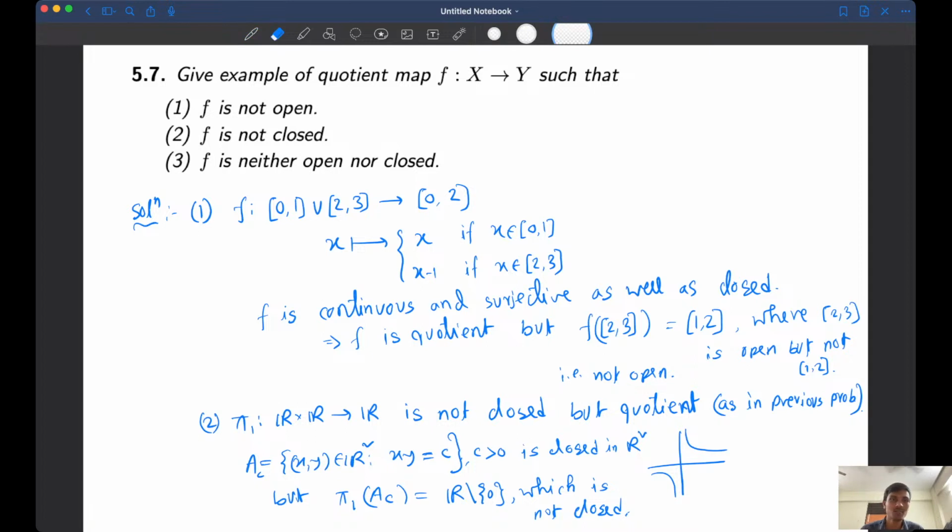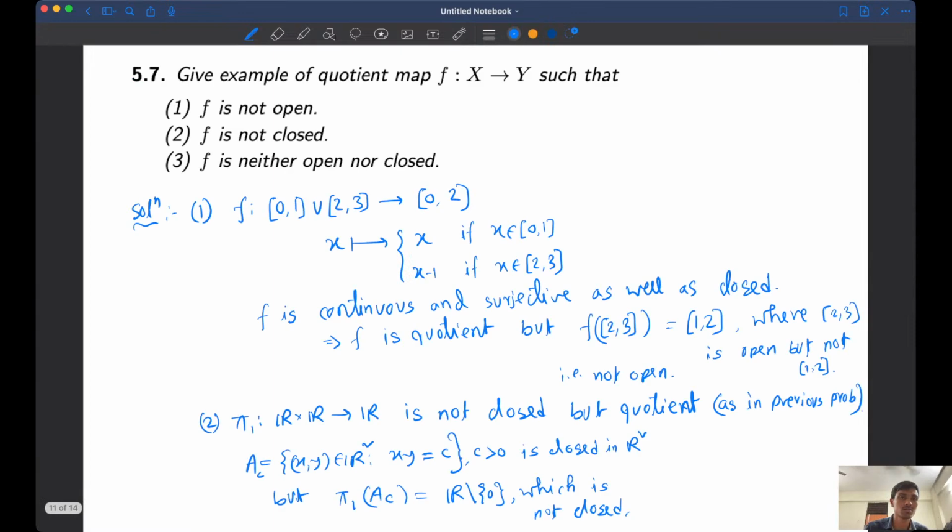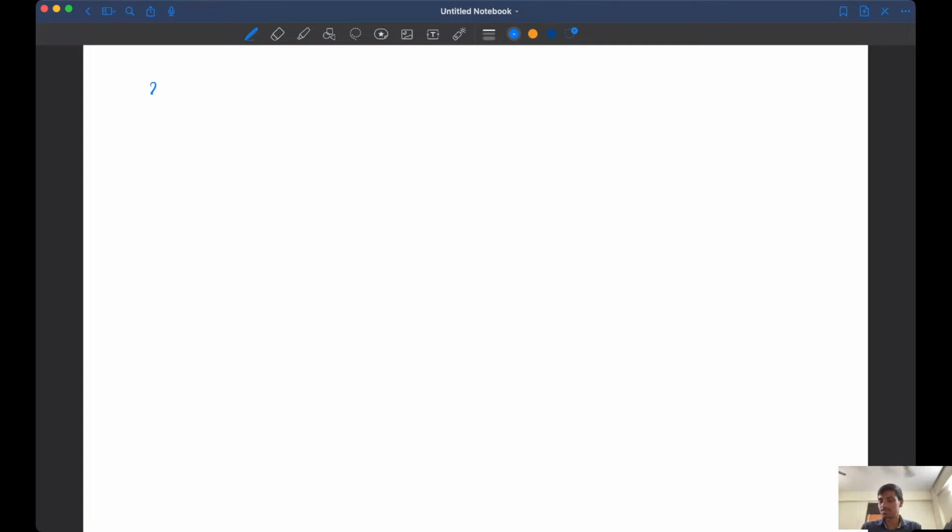Okay, so the example of neither open nor closed almost comes from this one, like the projection, but you have to restrict your function to a subspace. So I'm already running out of time, so you just check, or I'll write and send the thing completely. Okay, you take A to be this (0, infinity) cross all of R union all of R cross 0. Okay, this is a subset of R cross R for sure, and you just restrict your projection map to this set.